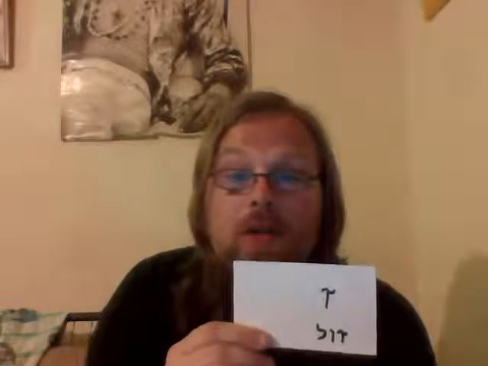Next, we have the letter Zayin. This is a Z sound. Always pronounced like a Z. Careful with it. You don't want to slip it over into an S. Otherwise it could cause some misunderstandings. And our word for this one is Zol. Zol, which means cheap, inexpensive, or it can also mean trash or junk.